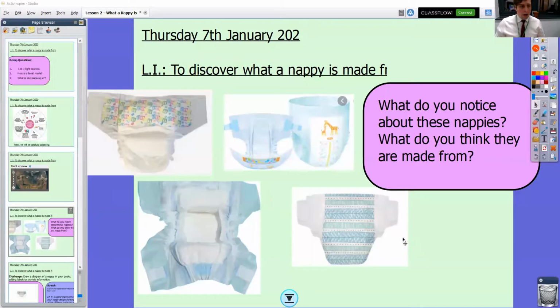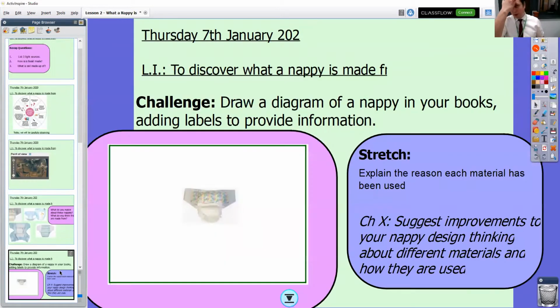So maybe some of you had a couple of different ideas, or I've missed a couple of things out there. And what I would like you to do now as your activity for science today is I would like you to have a go at drawing a diagram of a nappy. And I would like you to add some different labels to provide some different information there. And you may include the things that I mentioned before. And if you forgot those things, go back in the video and you can rewatch that section. Or perhaps you've got an idea of some other different things yourself.